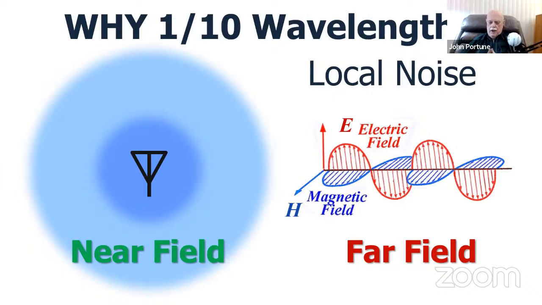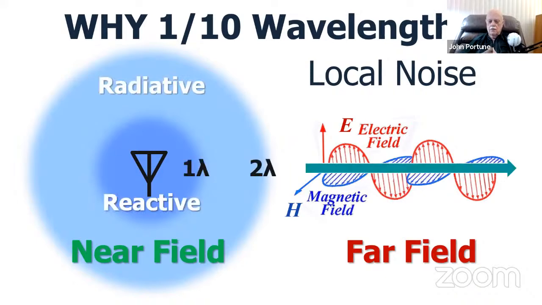But very near the antenna, within a very short distance, roughly 2 wavelengths at most, there are 2 smaller fields called the near field. You may have heard of the near field, though most hams don't know much about it, and I'm only beginning to really come to understand it better. Even it has 2 parts. The inner near field is called the reactive field. It's only 1 wavelength in diameter. And the outer field is called the radiative near field.